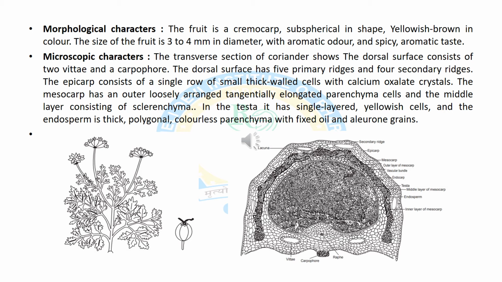The fruit is yellowish brown in color. It is subspherical in shape, 3 to 4 mm in diameter, with an aromatic odor and spicy aromatic taste. Now we will discuss microscopic characters of coriander fruit. It consists of a dorsal surface, which has vittae and carpophore. It also has 5 ridges, primary and secondary ridges, and the epicarp consists of a single row containing calcium oxalate crystals, and the mesocarp consists of loosely arranged parenchymatous cells, and the middle layer consists of sclerenchyma. It also contains testa and aleurone grains.